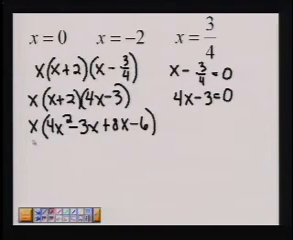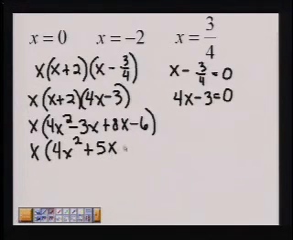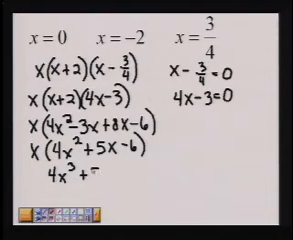And again, I have some like terms here. Negative 3x plus 8x is 5x, so I have plus 5x minus 6. And now I'll distribute my x. So I get 4x to the third plus 5x squared minus 6x. And again, I can put this polynomial into my calculator to verify that those are the roots.